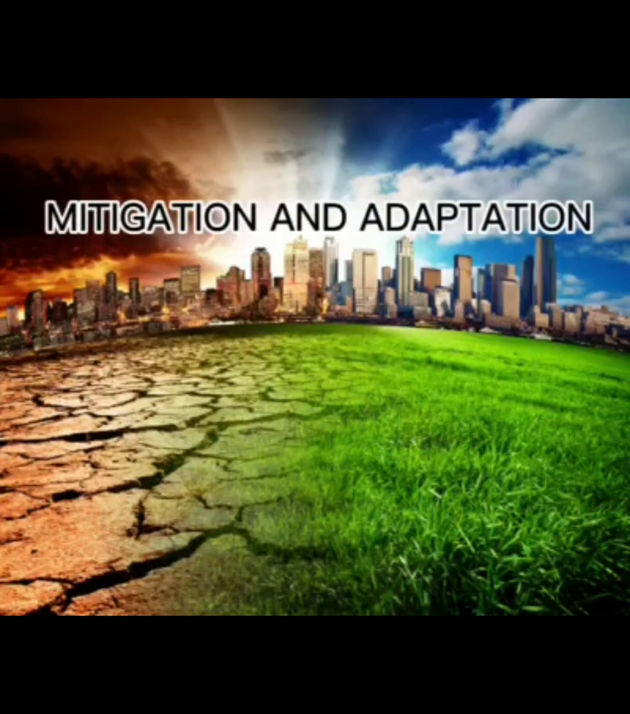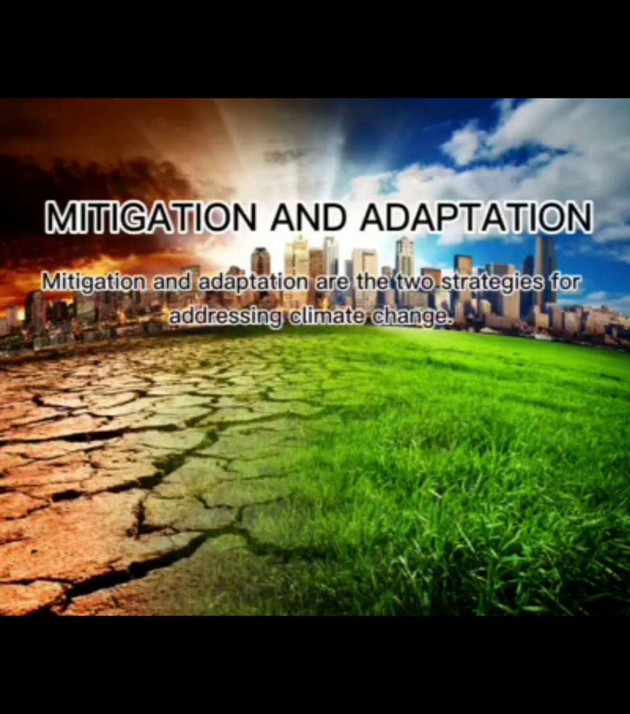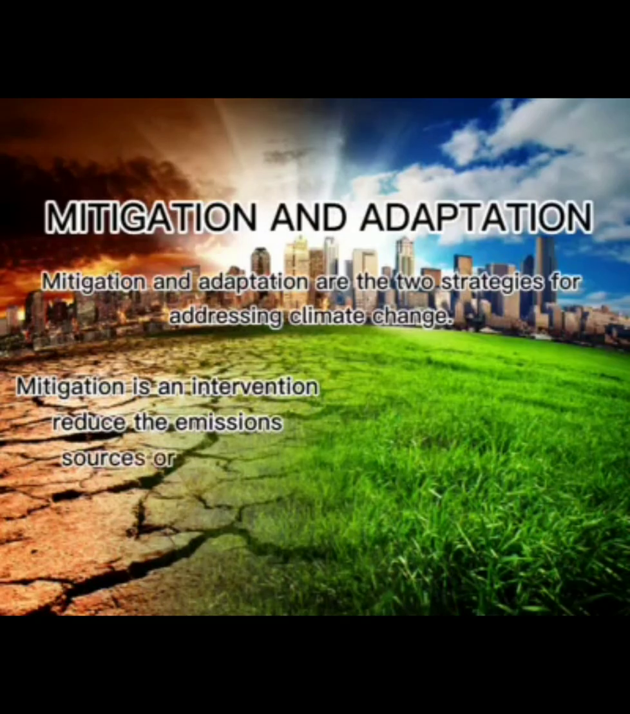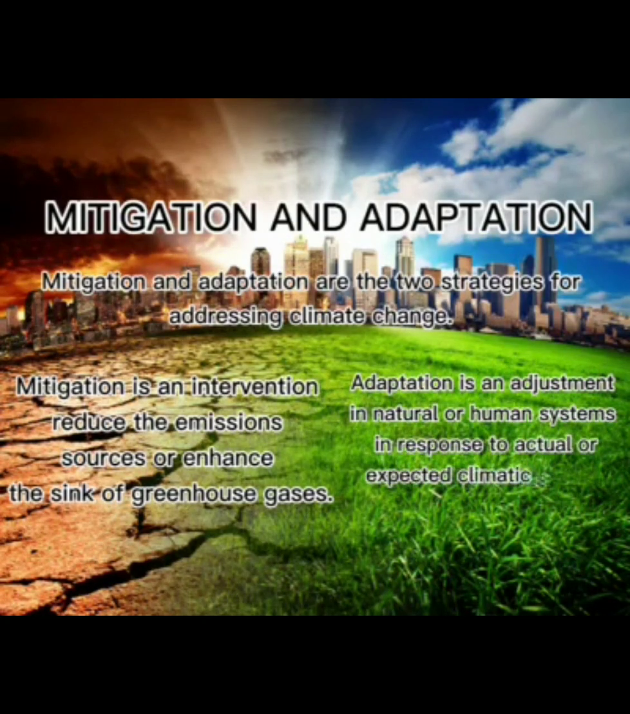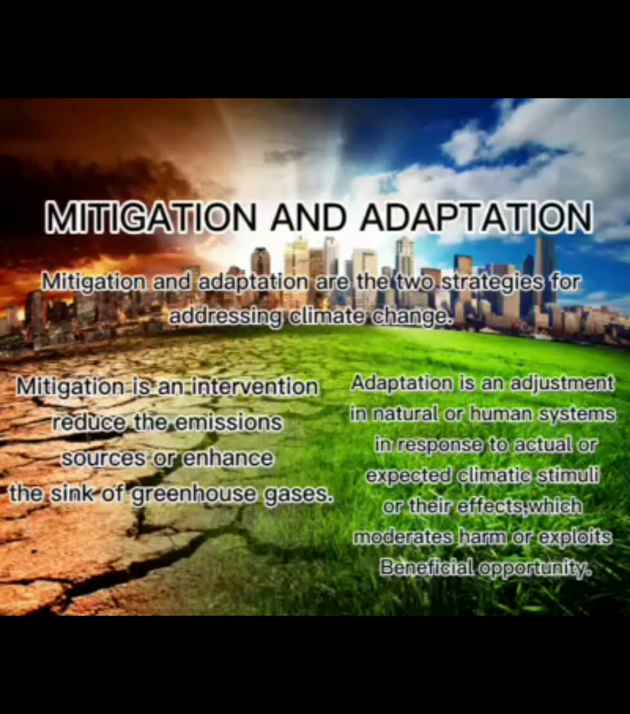Mitigation and adaptation. Mitigation and adaptation are the two strategies for addressing climate change. Mitigation is intervention to reduce the emissions source and enhance the sink of greenhouse gases. Adaptation is adjustment in natural or human systems in response to actual or expected climatic stimuli or their effects, which moderates harm or exploits beneficial opportunity.